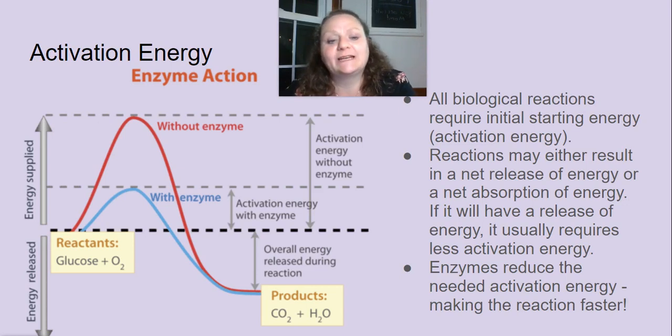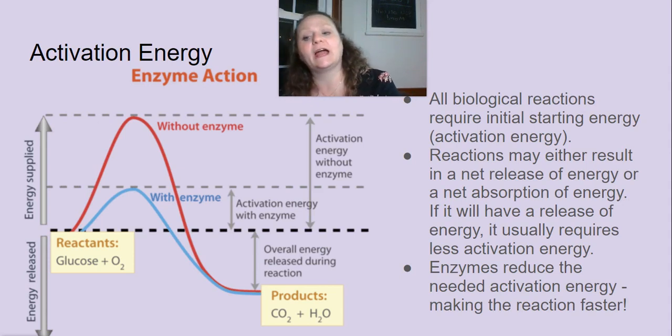Reactions can either result in a net release of energy or a net absorption of energy. If there is a release of energy at the end, usually we don't need as much activation energy to start with, which kind of makes sense. Enzymes reduce the amount of activation energy that you need, making that reaction happen faster.